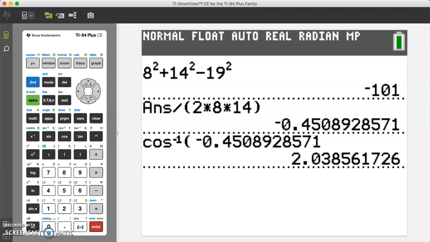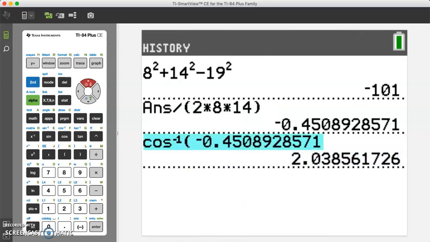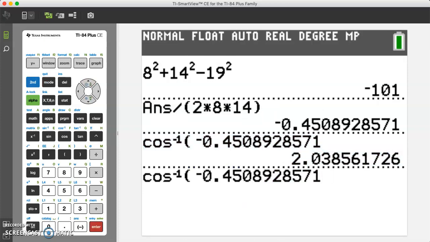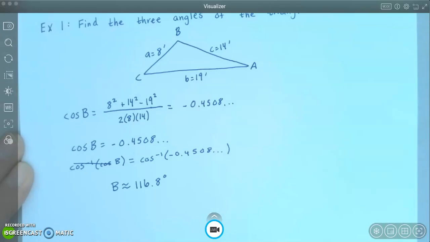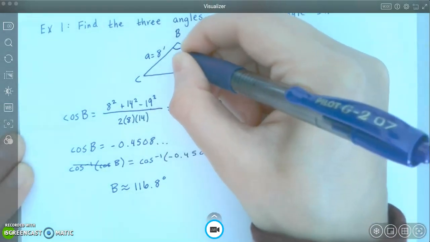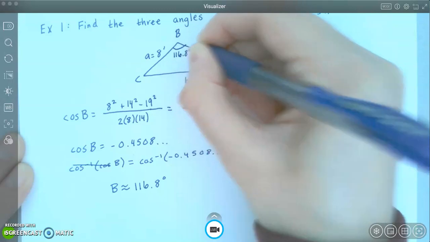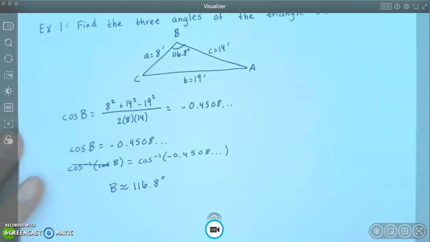Sorry. I am in radians, so I need to change my mode to degrees. So let's try that again. That looked a little bit off. So I'm going to copy this entire line again, but now I'm in degrees. There we go. So approximately 116.8 degrees. All right, so if I go back to my drawing, I have 116.8. All right, now I can go ahead and find either of the two other angles.